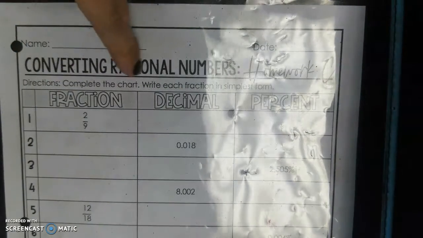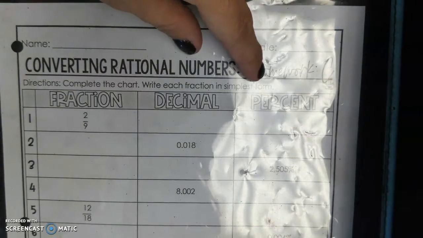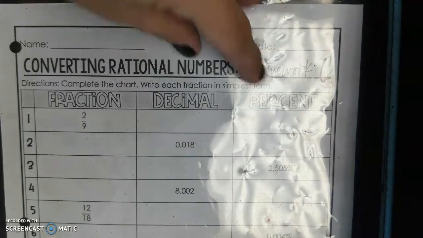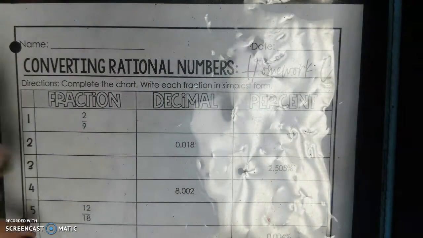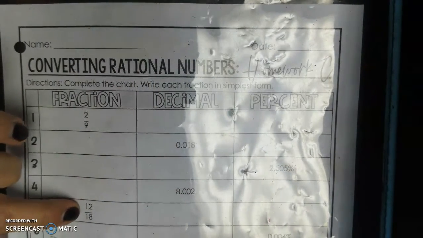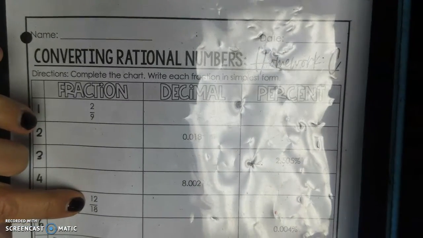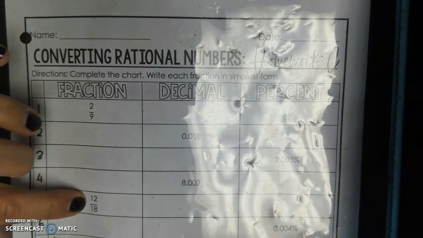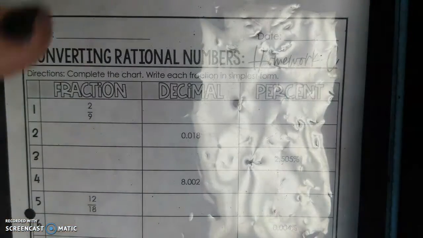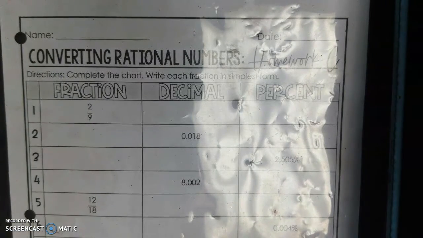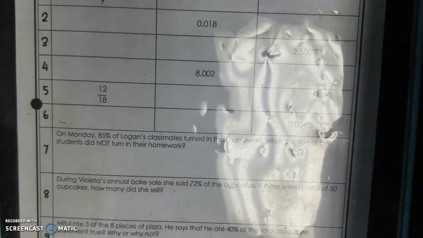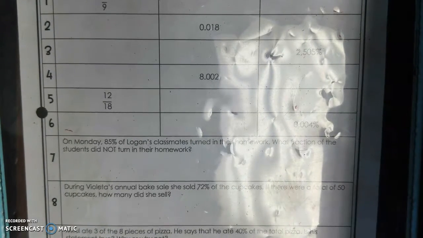So first thing I just want to go over right here: complete the chart, write each fraction in simplest form. Whatever you get, you need to get that down to simplest form. So here, we would reduce this 12/18 down to its simplest form. This should not be hard based on what we've been working on these last few days. If you have any questions on any of this, make sure you reach out and let me know.